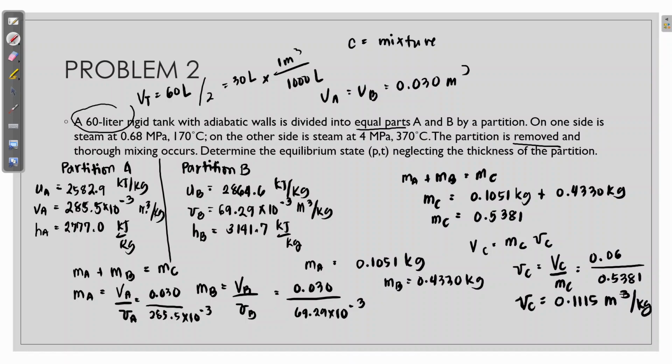Okay? So, mahahanap na natin ngayon yung iba pang factors like internal energy, enthalpy. Okay? So, mahahanap na natin yan. Okay, burahin muna natin to.